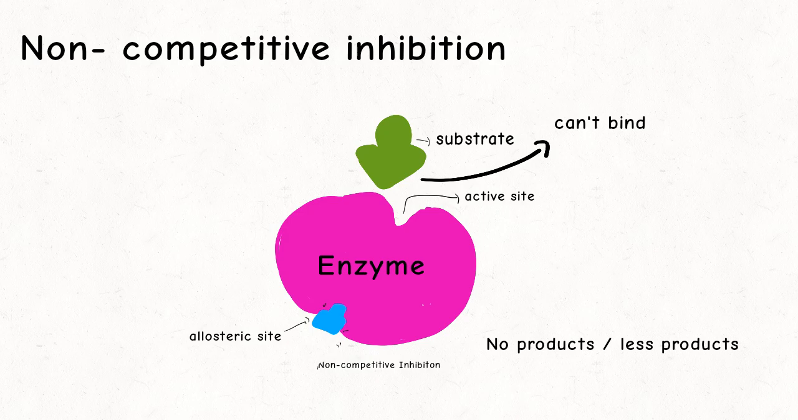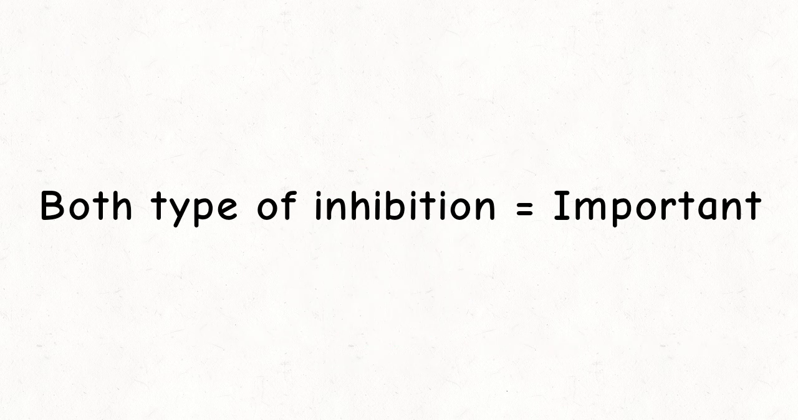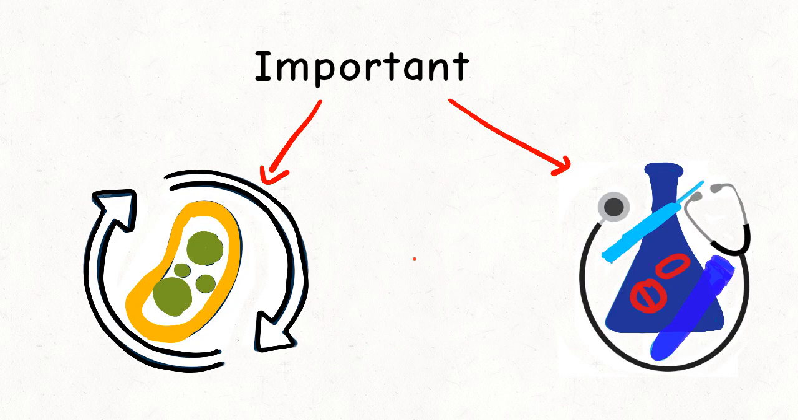Both types of inhibition help us regulate enzyme activities in our cells, which is really important. However, understanding this mechanism is also essential for designing drugs and controlling biological processes.